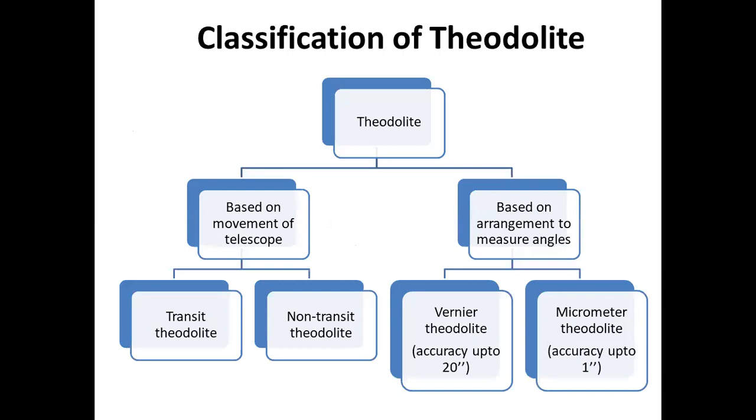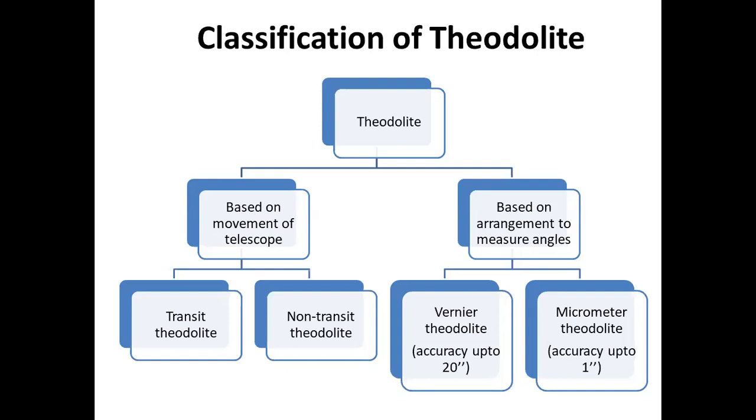The next slide is classification of theodolite. Here, the theodolite is classified into two types. The first one is based on movement of telescope, and the second is based on arrangement to measure angle. Under movement of telescope, there are again two types of classification, and for the arrangement to measure angle, again there are two types of classification, right? So first we can start with the movement of telescope. There are transit theodolite and non-transit theodolite. So what is transit theodolite and what is non-transit theodolite?